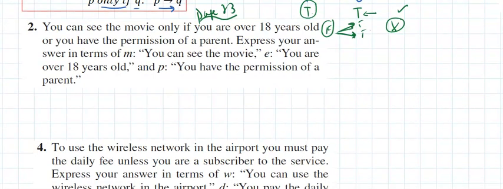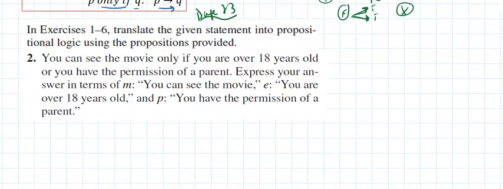So here we have the following statement. We want to translate it. Translate the given statements into propositional logic using propositions provided. All right. It says here, you can see the movie only if you are over 18 or you have the permission from parents. Well, let's see. Express your answer in terms of M. They're making that the red statement. You could see the actual movie. So that is M.